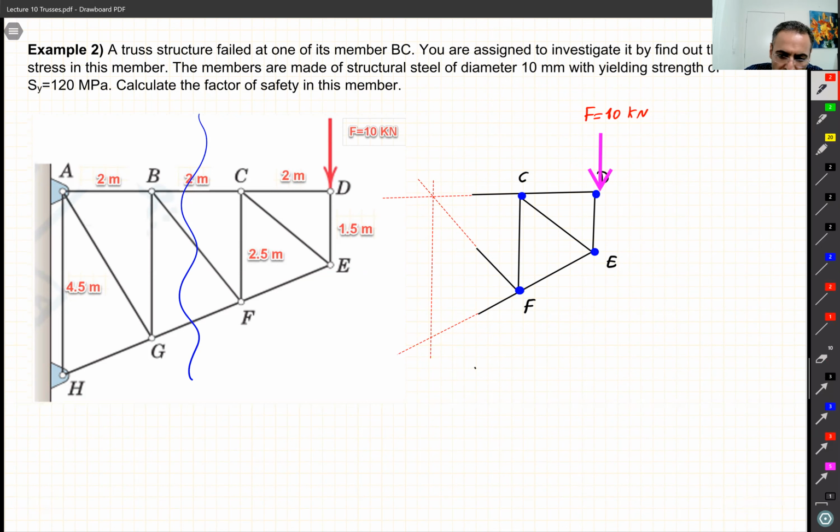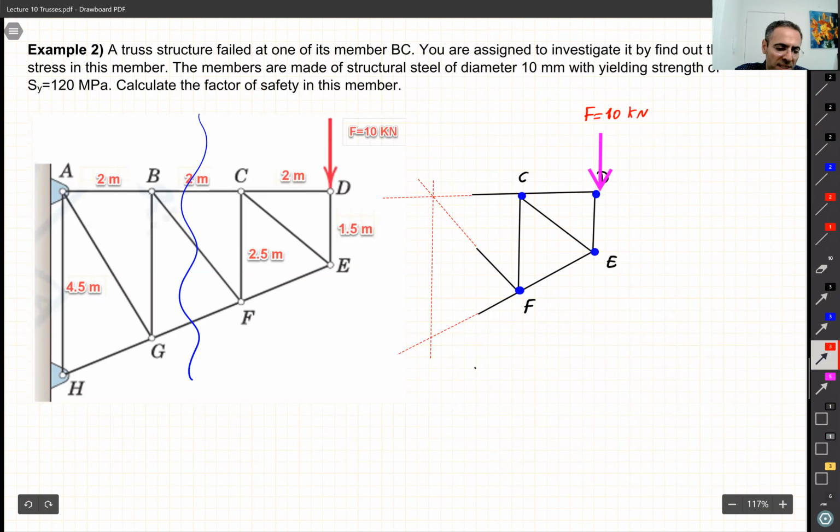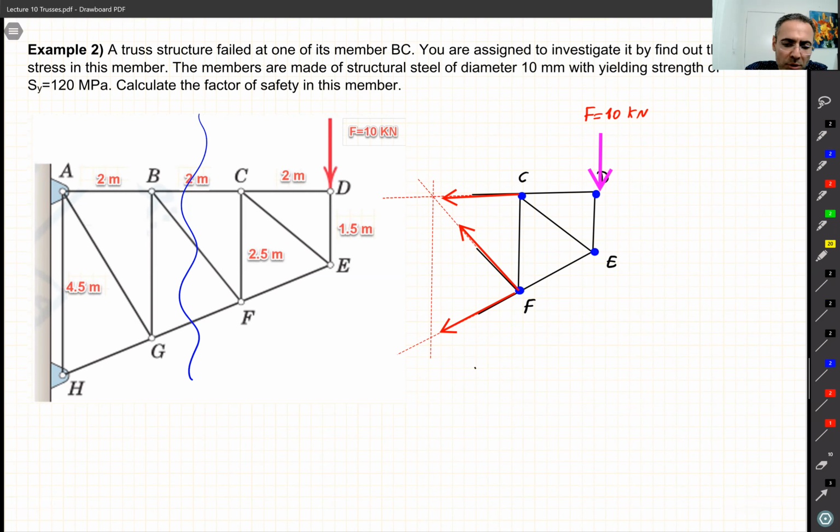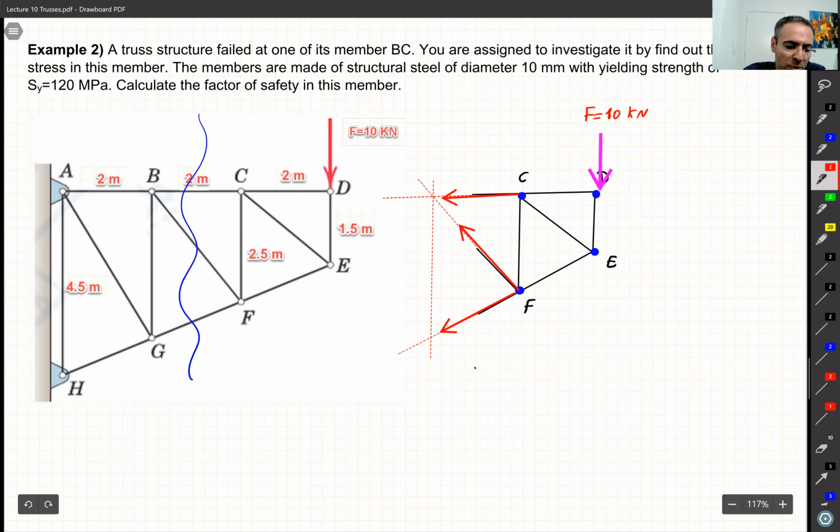So the members that I cut, they apply some loads to this joint, like this. BC, it applies load to this joint C. I draw it like that one. The same for BF, and the same for GF, okay? And again, I assume all the loads are tension. It means they are pulling out those pins. So this is BC, this is BF, and this is GF.